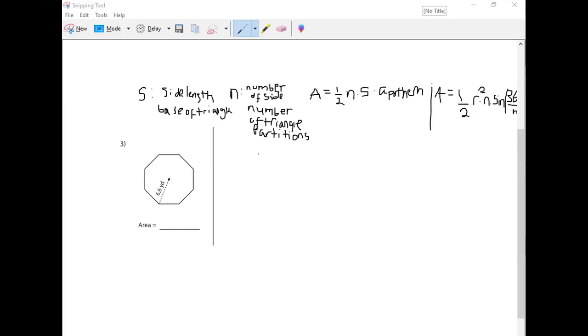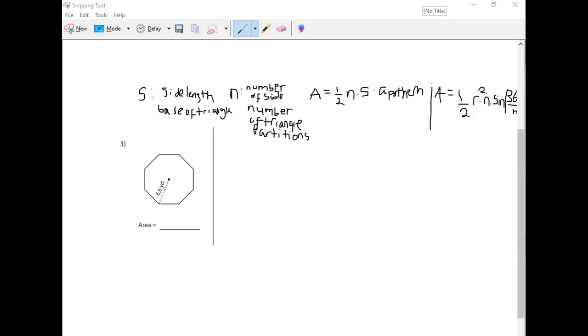But this is for just the case when you don't know your apothem, which is the height of your triangle, or your side length, your base. So it's 1/2 times the number of sides you have, or the number of triangle partitions you have, times 1/2 your side length times your apothem.